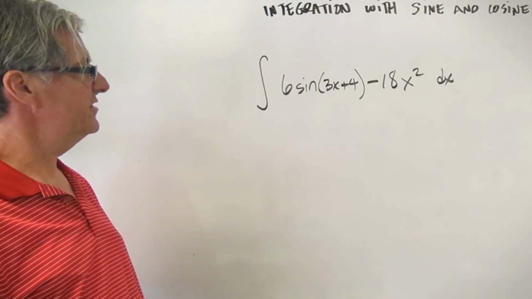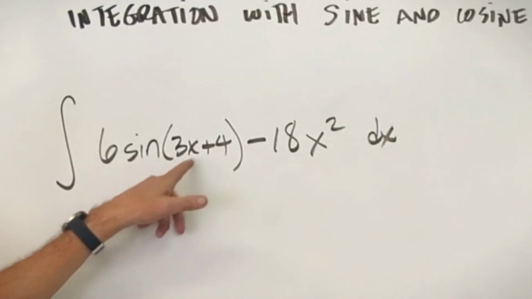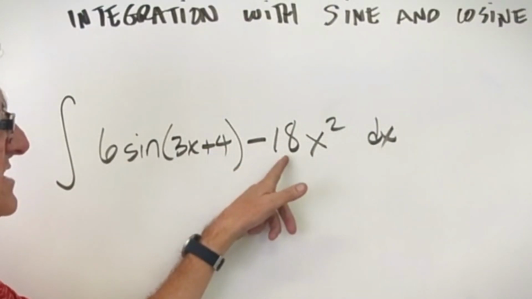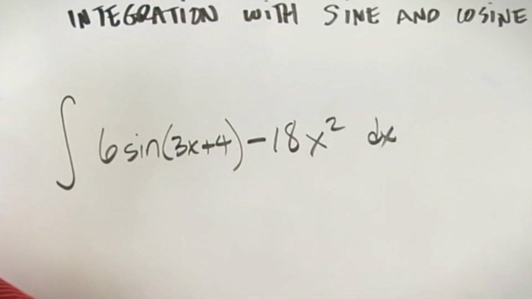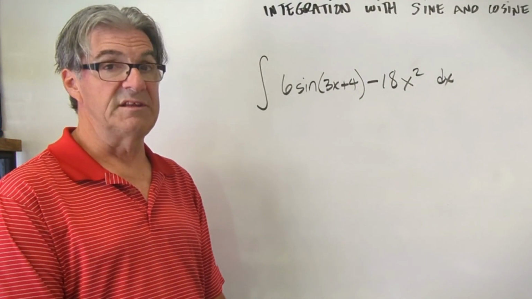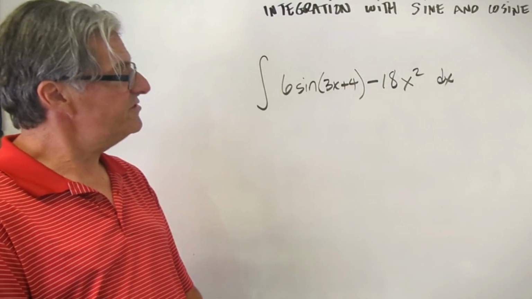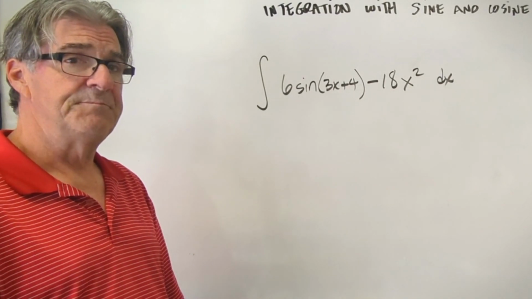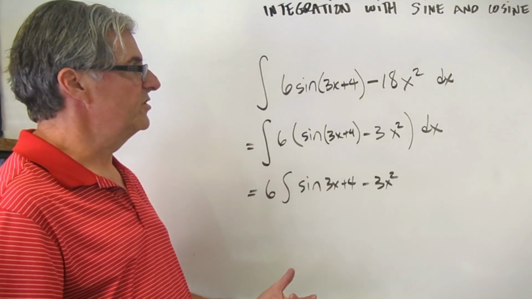So here's the integral. 6 sine 3x plus 4 minus 18x squared dx. Now there's some nice shortcuts to take in the beginning that will help make this one a little bit easier. So go ahead, pause the video and see how far you can get. Okay, I took it a couple steps for you.